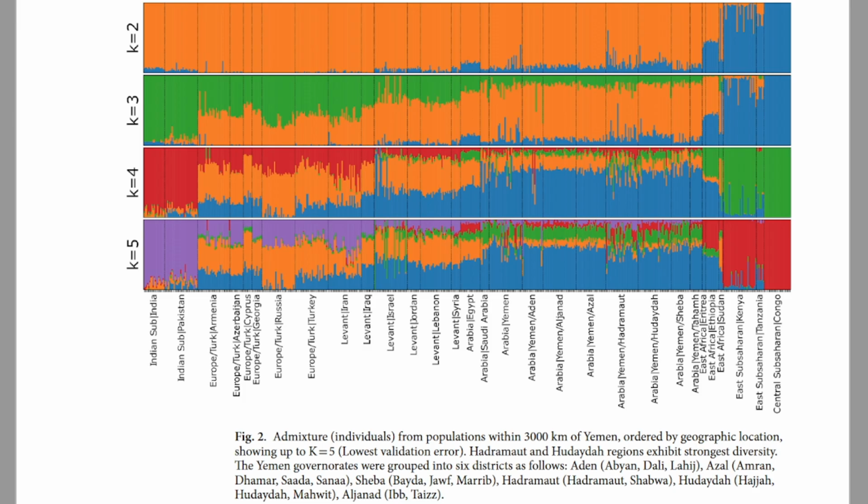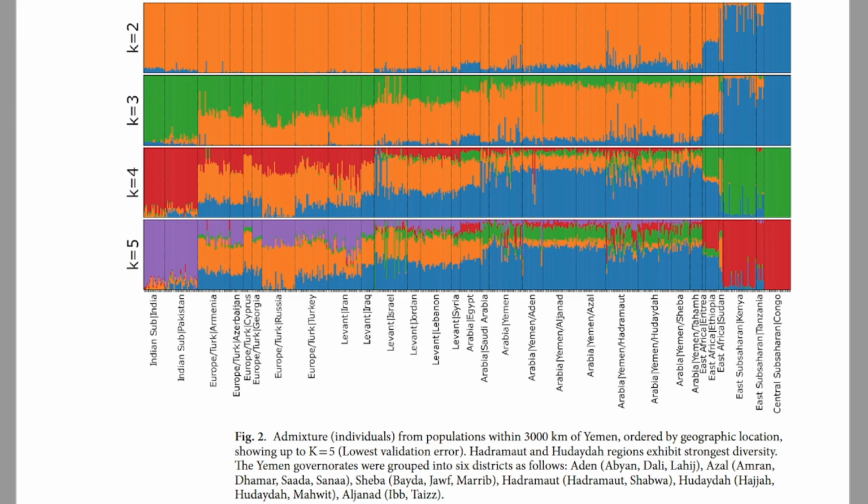K values. The K to the left represents the number of ancestral populations assumed in the analysis. Each individual is divided into proportions based on the inferred ancestry groups. Now, what does K equals 2 through K equals 5 mean? You may be asking yourself.